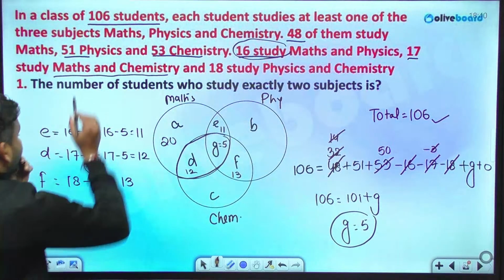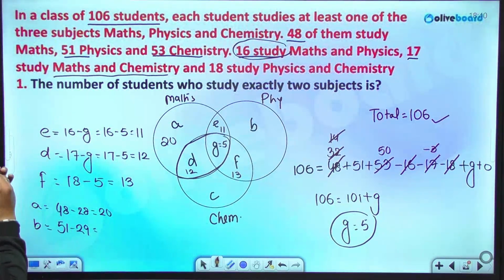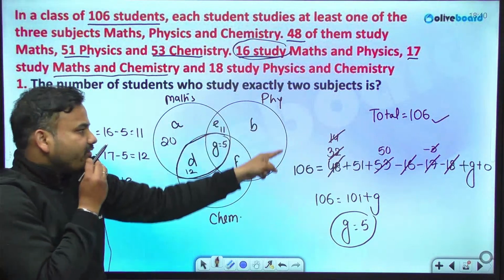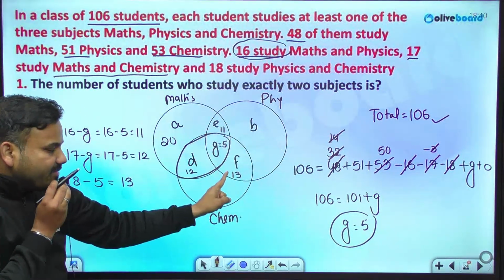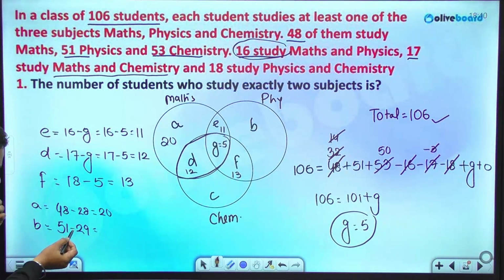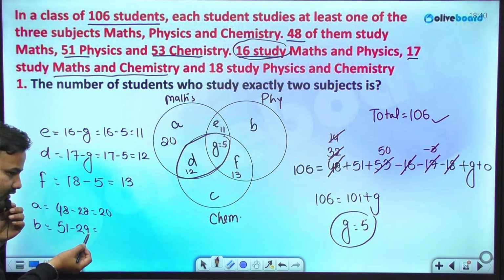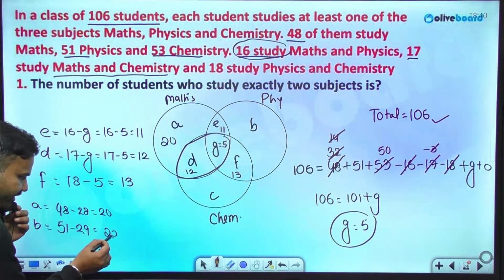Physics we have 51. 51 minus 29. The entire set of physics is 51. Out of 51 we have 11 plus 5 is 16, 16 plus 13 is 29. So 51 minus 29. 50 minus 29 is 21, so 51 minus 29 is 22. So this will be 22.